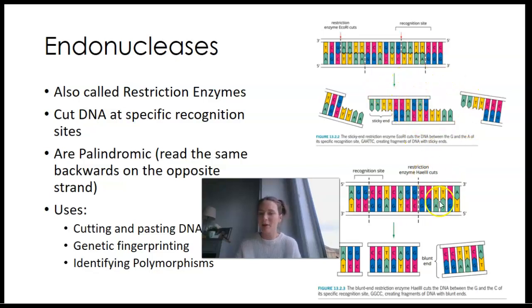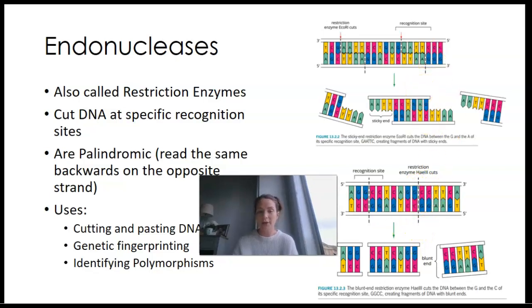The other thing that I want to point out about restriction enzymes is that there are two variations. There are lots and lots of different restriction enzymes, but they work in two different ways. There are two categories: they are either sticky end or blunt end cuts. And I've got both of them in this diagram.